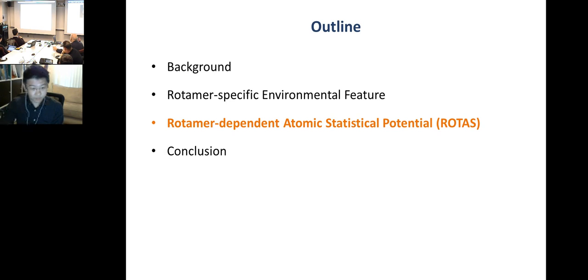So now let me talk about the rotamer-dependent atomic statistical potentials named ROTAS. Based on the previous statistical analysis, we decided to develop a new atomic statistical potential, which takes into account the rotamer dependence of interactions. So from now on, I will refer to the energy function as ROTAS.